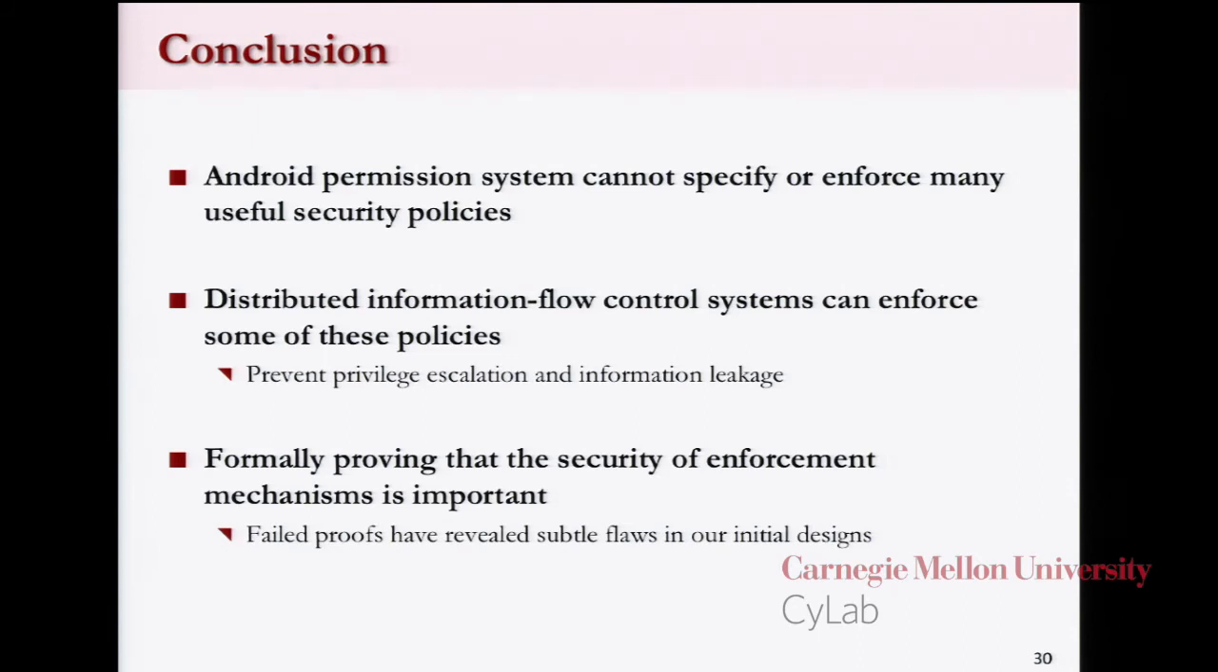So this form of proof is actually quite important because the failed proofs actually allowed us to identify flaws in our initial design. All the scenarios are very subtle and complicated. If we didn't do the proof, then we wouldn't have been able to find these scenarios in our design. So this is saying that a formal proof actually is very important.